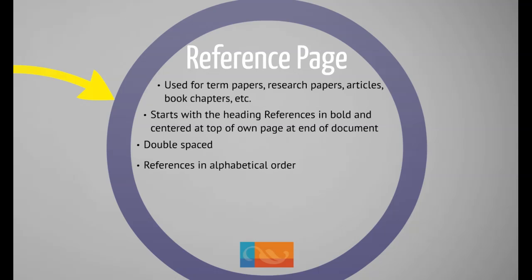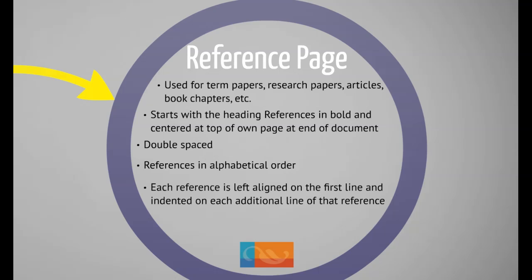The references are in alphabetical order by the first author name, and that first author is based upon the author order within the resource itself. Don't rearrange the author order within a resource. So for instance, if something is written by Smith and Brown, don't rearrange it to Brown and Smith, because order of the authors is relevant to who receives how much credit for the intellectual property that they've created in their writing. Each reference is left aligned on the first line and indented on each additional line of that reference.